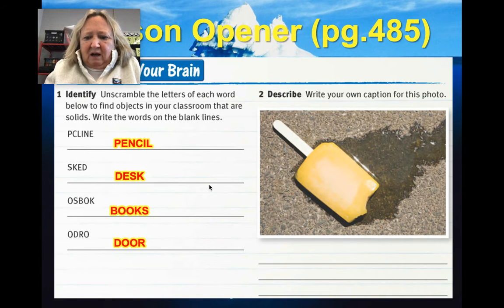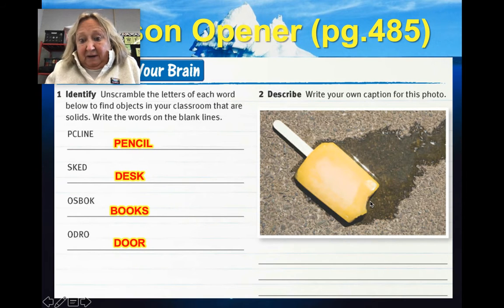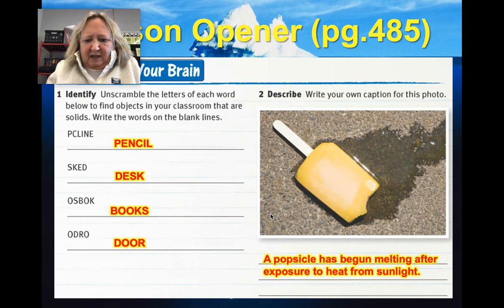All right, this is a good question, and we might have this in some of our work later. Write your own caption for this photo. Well, what could we say dealing with states of matter here? We have a popsicle. Apparently it's been dropped because it's laying on the ground. And what is happening there? Well, a good answer would be it's begun to melt after exposure to heat from the sunlight.